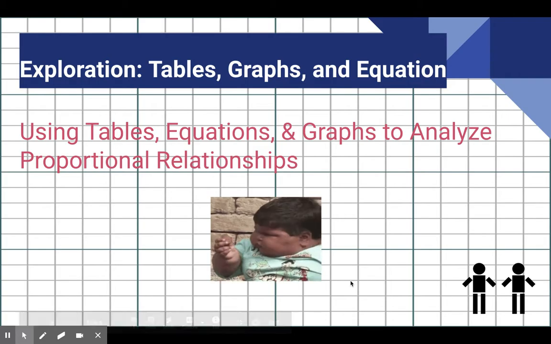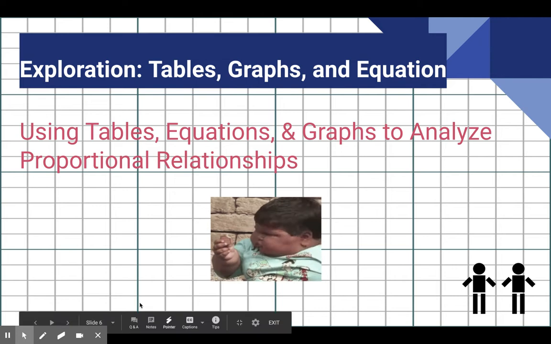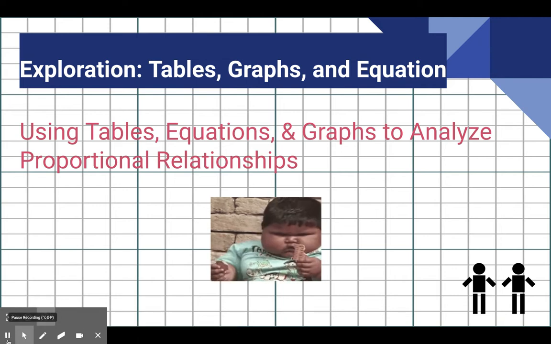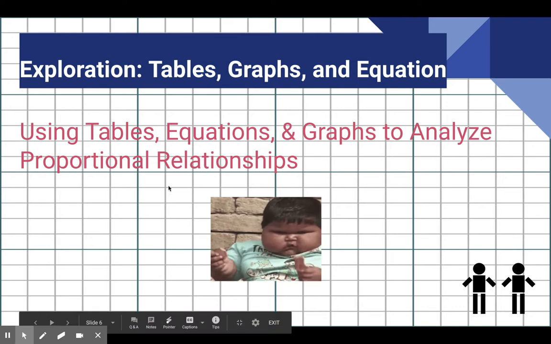So our exploration activity, which can also be found in your student companion, we're going to do together. Your elaboration is in your student companion. Your exploration is labeled tables, graphs, and equations. So using tables, equations, and graphs to analyze proportional relationships, we're going to look at a scenario.